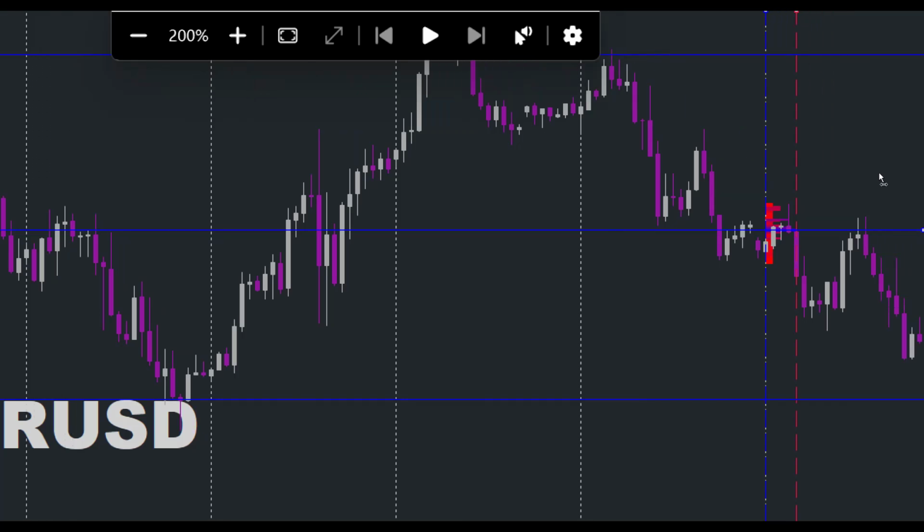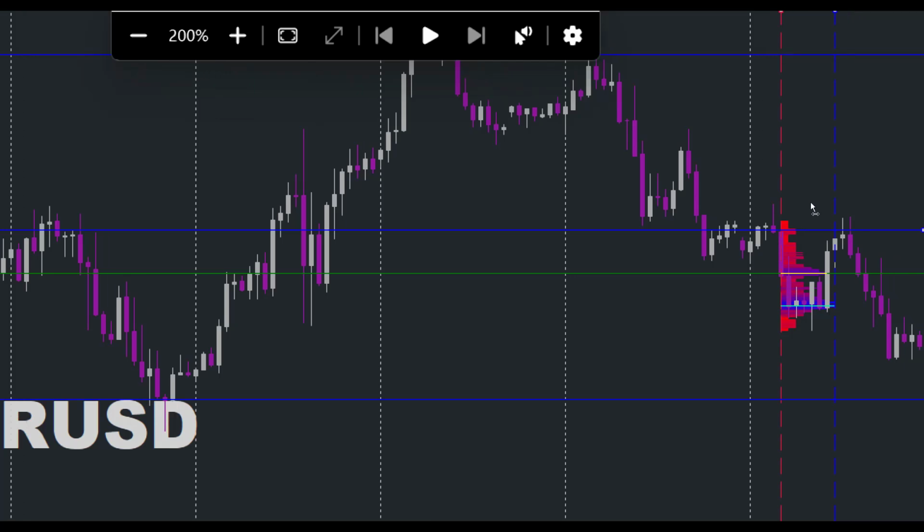Right, price comes, it activates, 8 trades in profit and 1 in loss. I wouldn't consider this one. It is too close to this level. It's too close to that level, so I wouldn't consider it at all. So price continues to move.